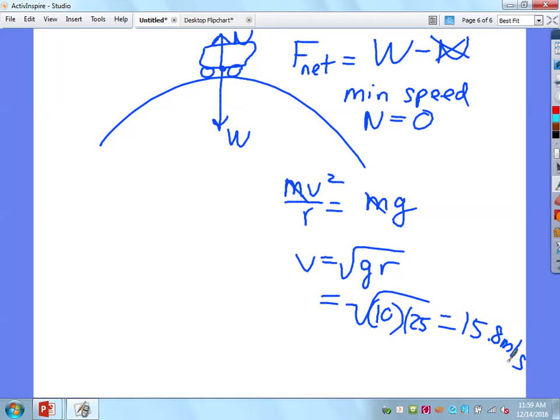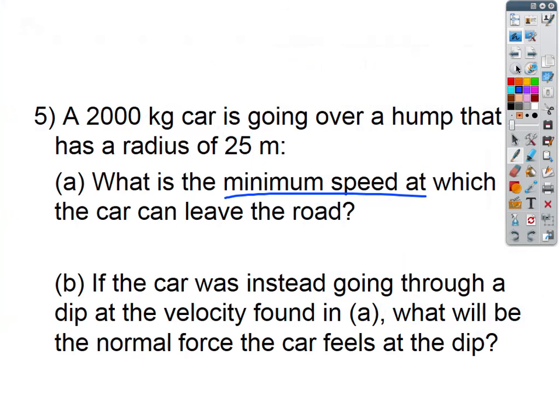Same exact idea as the third problem we did. The minimum speed to stay on the hill but without leaping would be this right here. If you go any faster than this, guess what? You're going off the road. I think we got one more problem.